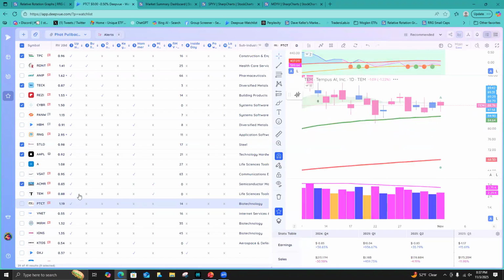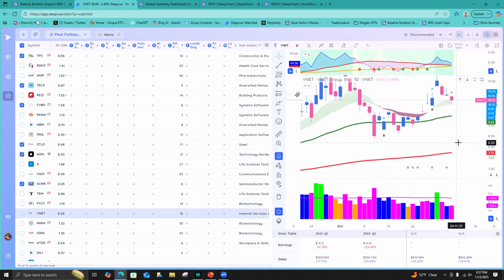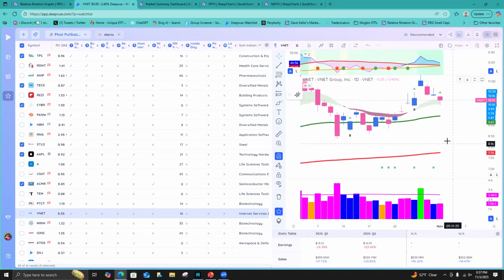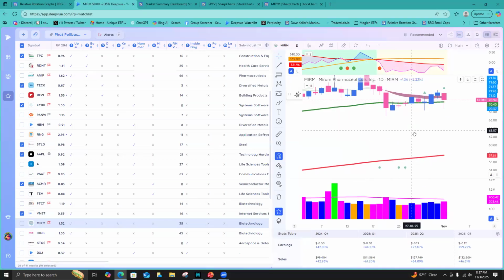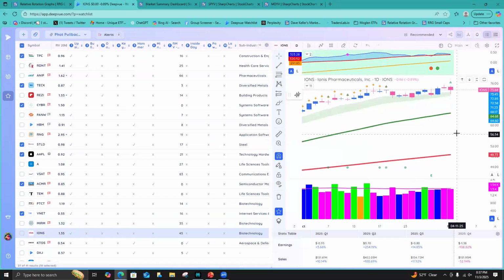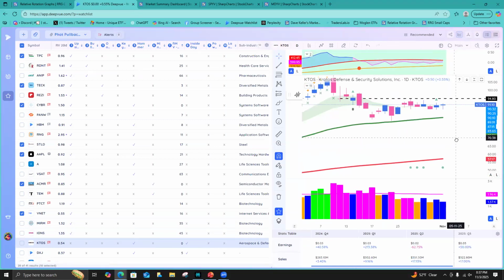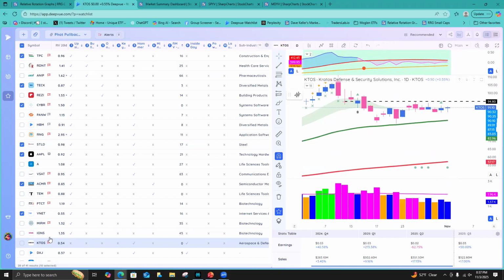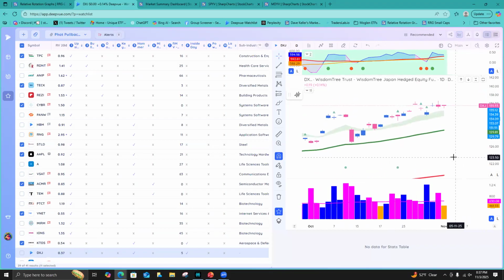So definitely semiconductor play goes on the list. TEM. No. PTCT. No. VNet. Yeah. Good relative strength. Nice pullback, symmetrical, low volume pullback. Don't really like this right there, but that's all right. MIRM, biotech play, no. IONS, maybe, not for me. Katos. I wouldn't be afraid to play a little intraday volatility with Katos, especially with space looking good.